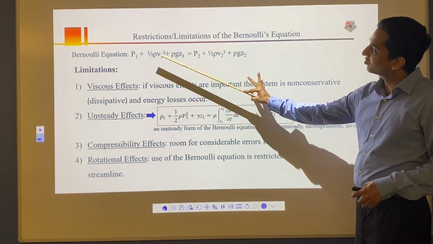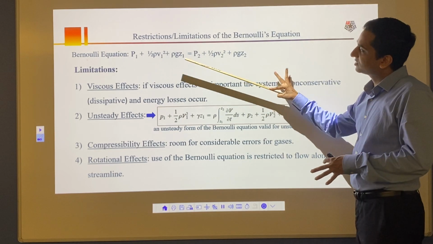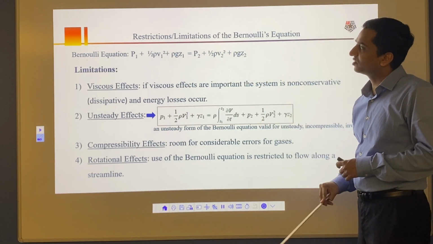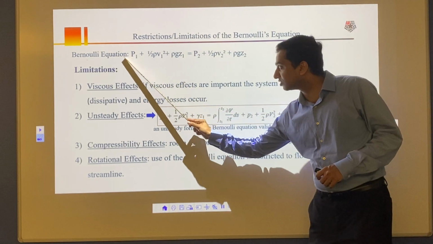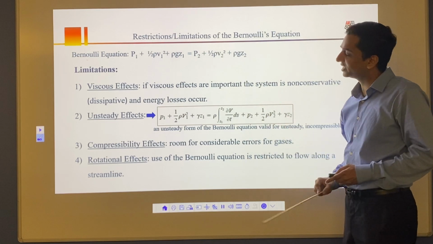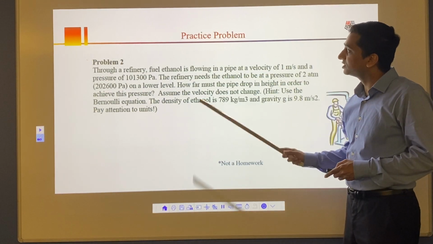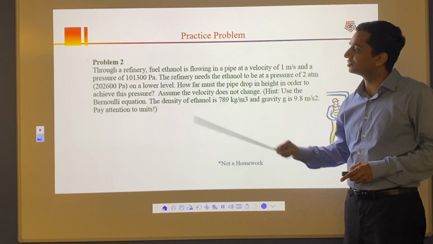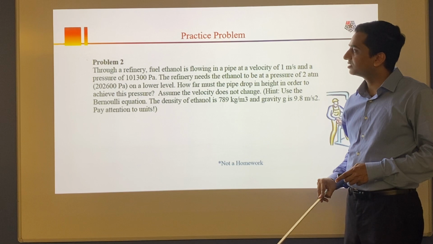These are the limitations for this original form of Bernoulli's equation, and in the future we are going to make some of these modifications. For now, for this chapter, you don't have to worry about it. You should concentrate on this form of Bernoulli's equation and these restrictions and limitations, and that's your chapter 3. Now this one is a practice problem, it's not homework, it will be on the blackboard, you can solve it, and that's pretty much it for chapter 3.